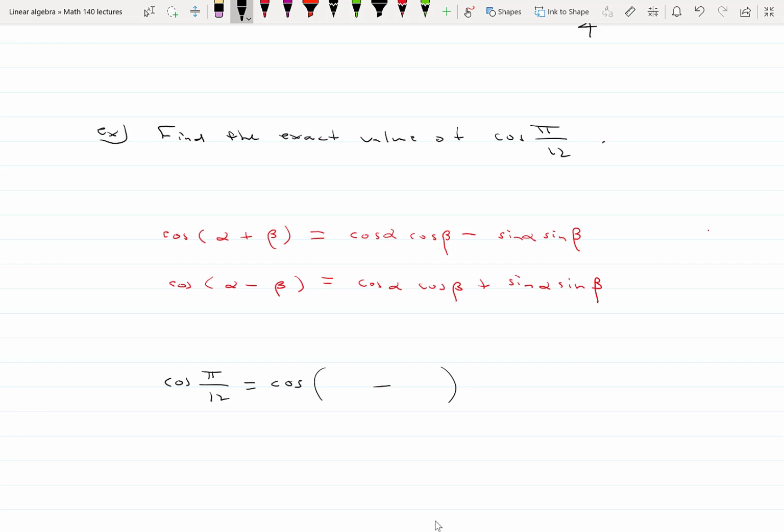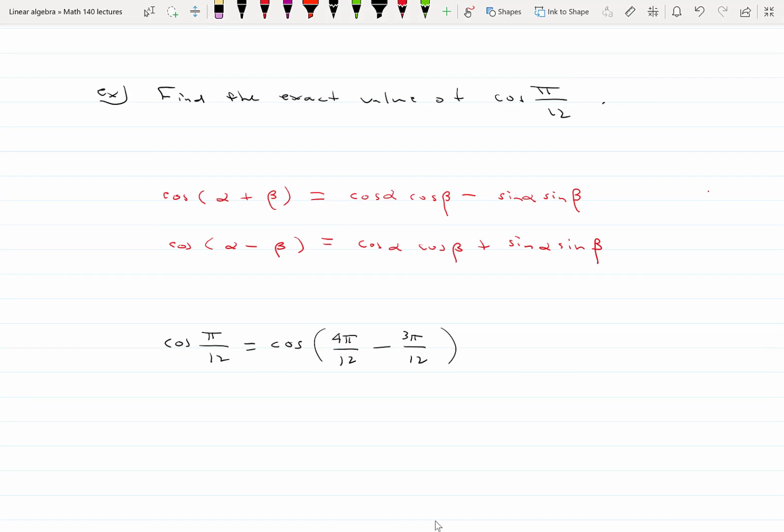I want to write pi over 12 as something minus something, where each of the somethings are common angles for us. I could choose 5 pi over 12 minus 4 pi over 12. And 4 pi over 12 reduces to pi over 3, which is pretty good, but the 5 pi over 12 doesn't really cut it. So instead, I'm going to use 4 pi over 12 minus 3 pi over 12. Both of those reduce to angles that we're familiar with.